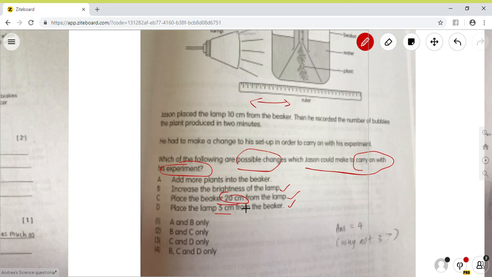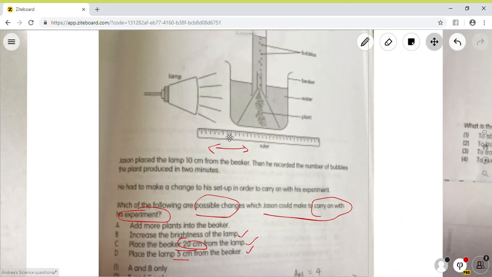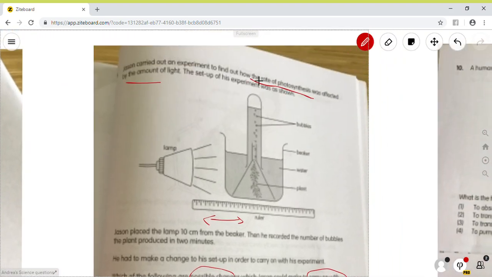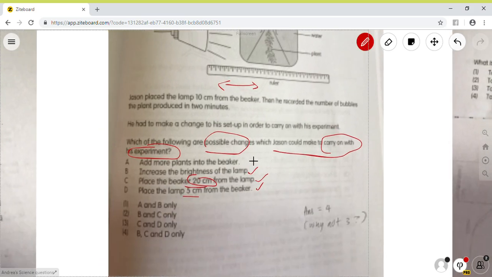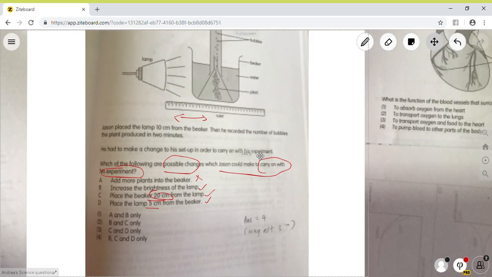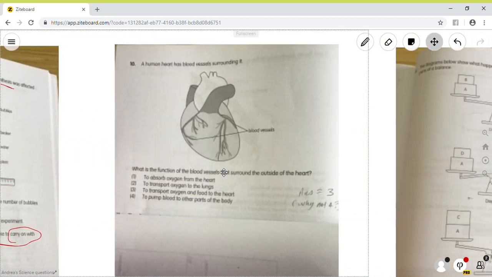Then they can also have A, what? Add more plants in the beaker. But if you add more plants, you wouldn't find out if it is the intensity, the amount of light. You need to change the amount of light. So it cannot be A. You cannot change the amount of plants. Okay. Yeah. So now I understand, right? So you can use B as well. Okay. Because they are not done simultaneously. They are not done at the same time. Okay. Yeah. All right. Next.